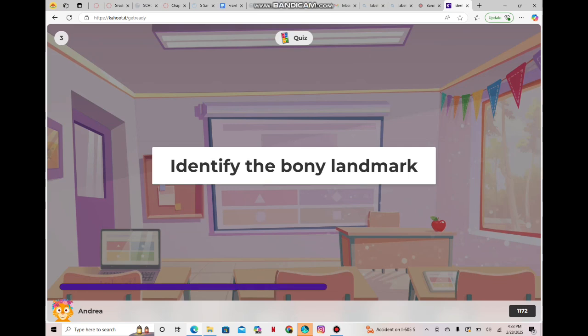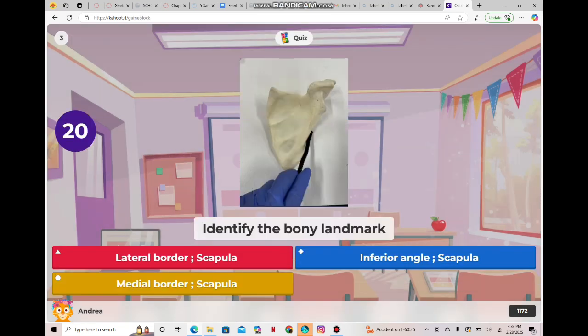It's another identify. These are all going to be identify the bony landmarks. So since the last one we did was the medial border, it would only make sense, since this one is facing outwards, that this would be pointing to the lateral border of the scapula.